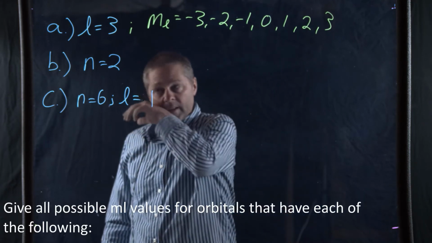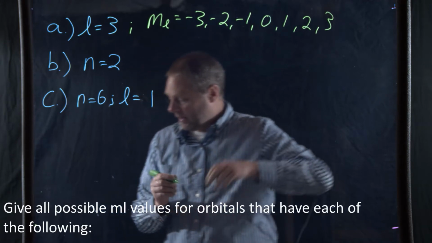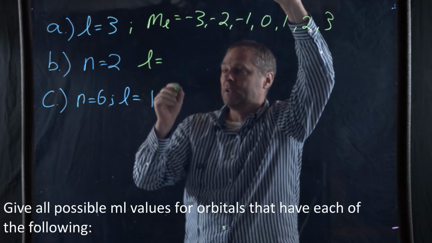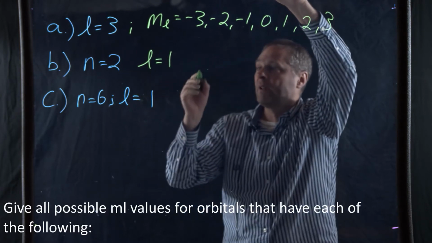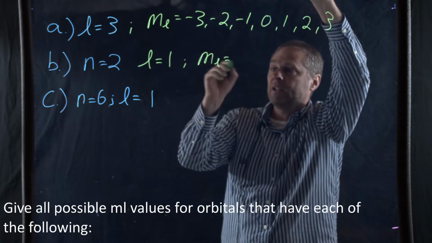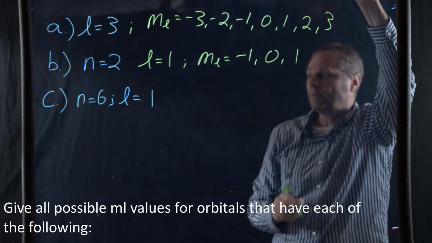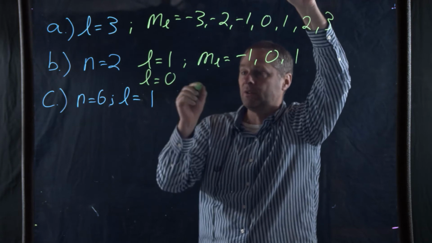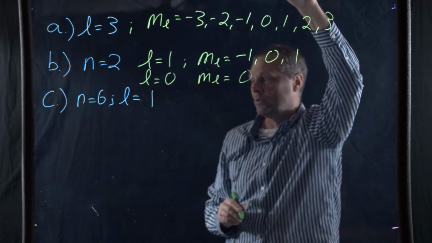Now if N is equal to 2, then the values we can have for L are going to be equal to 1, because L is equal to N minus 1. So if we have an L equal to 1, then m sub l can be equal to -1, 0, and 1. We can also have an L equal to 0, and then m sub l is going to be equal to 0 as well.